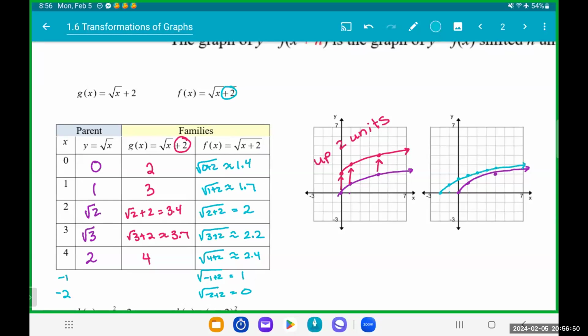And ultimately, what that is saying is I've shifted this direction 2 units, 2 units, 2 units. So I've shifted left 2 units every point. Okay? Question.